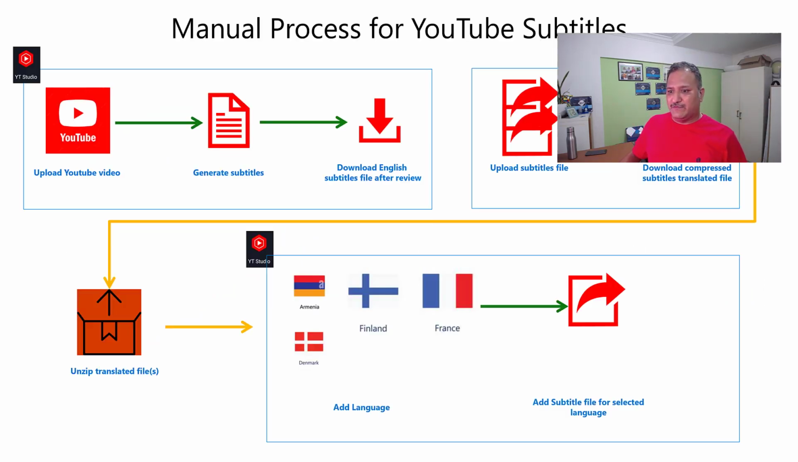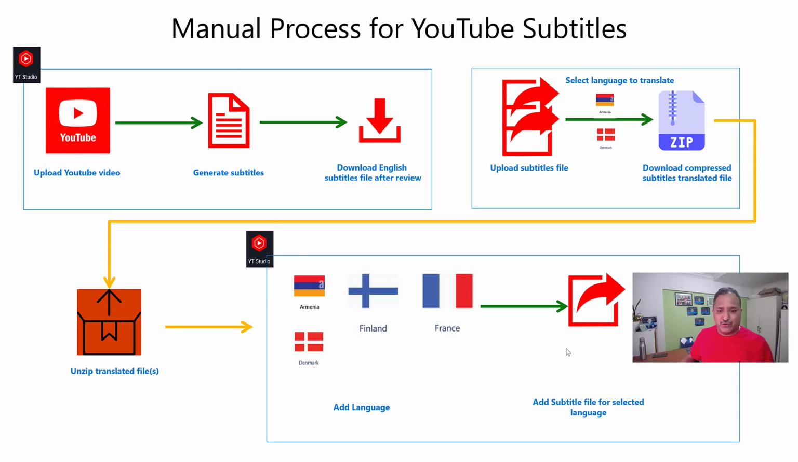So here I've tried to summarize whatever flow I showed you just now. We start with uploading the video, we generate the titles, then we download the English subtitles after reviewing if we have to make any changes to the automatically generated subtitles. Then we upload it to the translator, we select one or more languages, that generates a zip file, which again involves many clicks and many manual steps. Then we download that zip file first, then we unzip it, and then again going back to the YouTube Studio, we add one by one the languages that we want to add the subtitles.